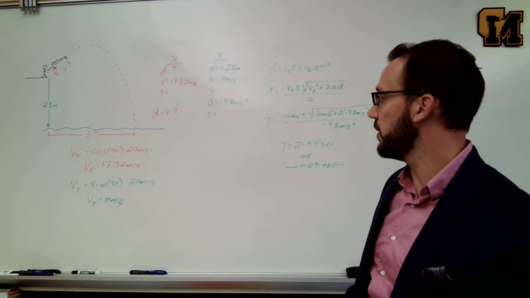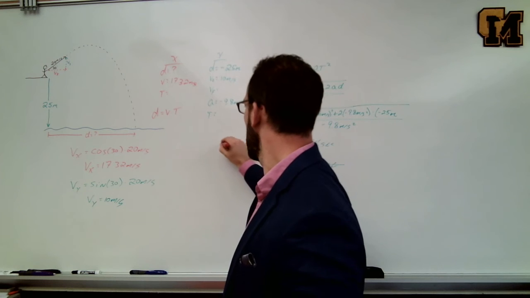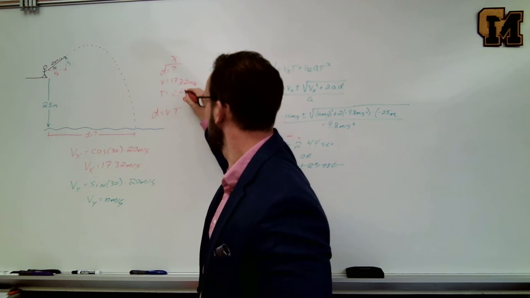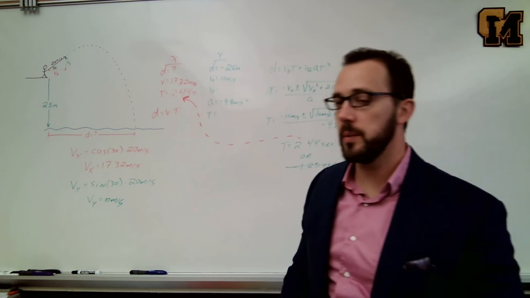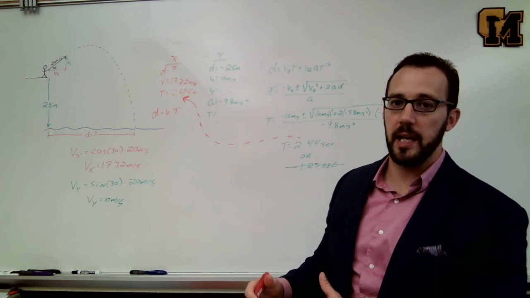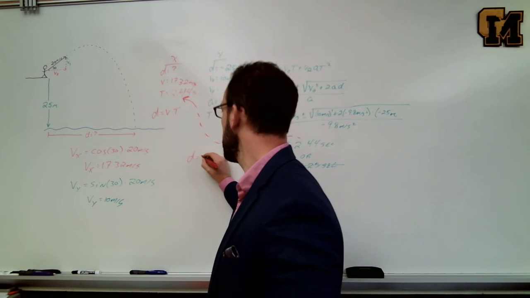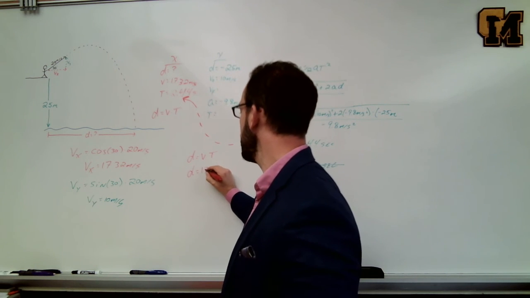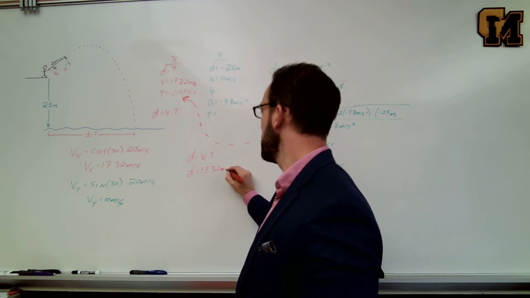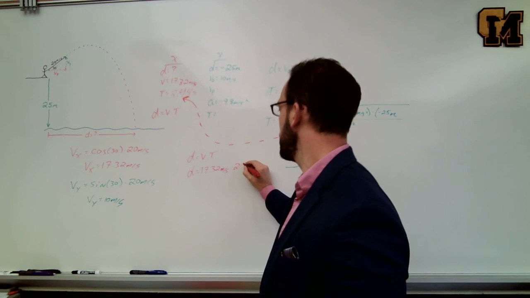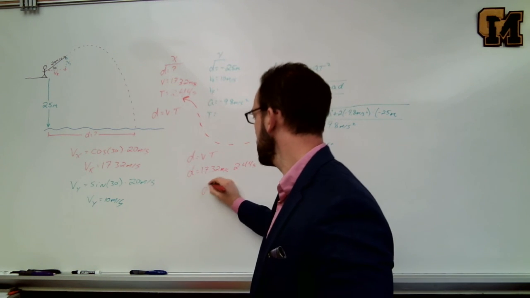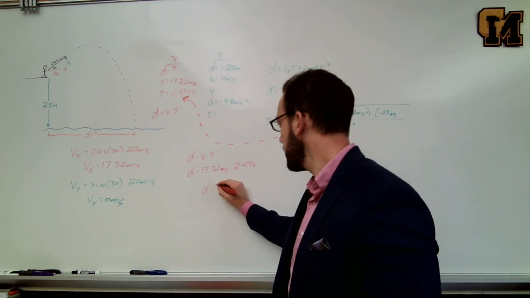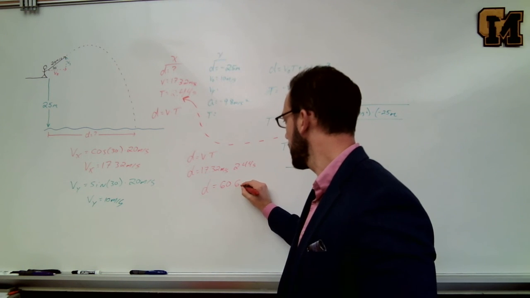With the time of 2.44, we would now be able to solve for how far away it's going to land in the x direction. Again, displacement is velocity multiplied by time. So how far away it's going to land is going to be 17.32 meters per second multiplied by a time of 2.44 seconds. And when I plug that into my calculator, what I end up getting is 60.6 meters.